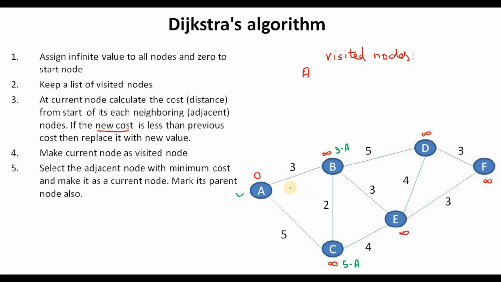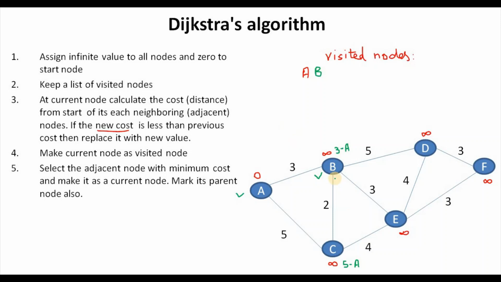So now we shall see that the adjacent nodes of A were B and C, and which one has the minimum cost. C has a cost of 5 and B has a cost of 3. So we shall select B, make it as our current node, and also we add it here in the visited node, which is B. Now we are at B.